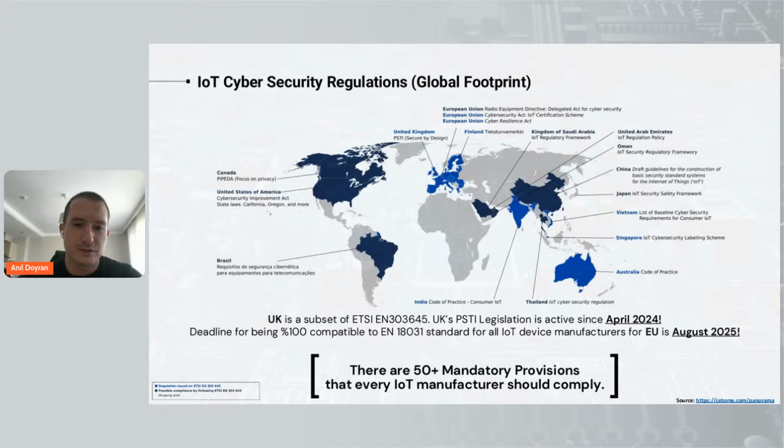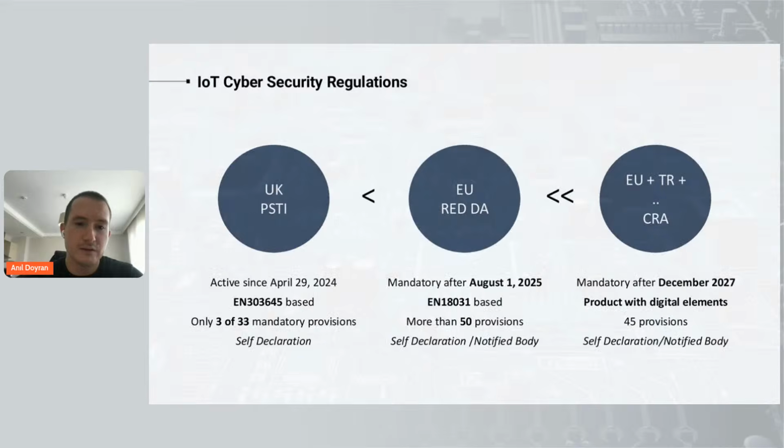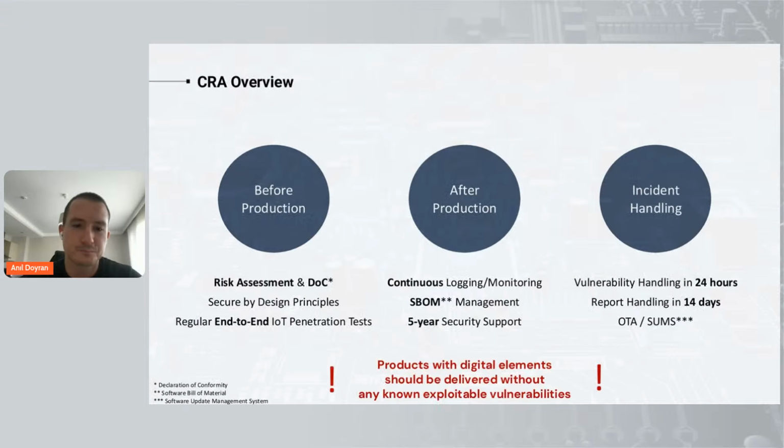So let's continue with the regulations. In this world map, the blue-colored countries announced IoT regulations, and some of them announced future deadlines. Right now, UK PSTI is active, and it's based on the EN 303645 standard. EU RED DA is also active, starting from the 1st of August, and it is based on EN 18031. And the CRA, the Cyber Resilience Act, will be active in December 2027.